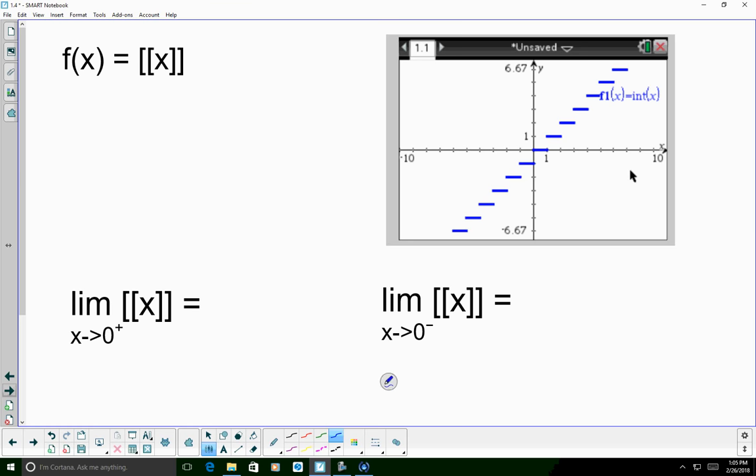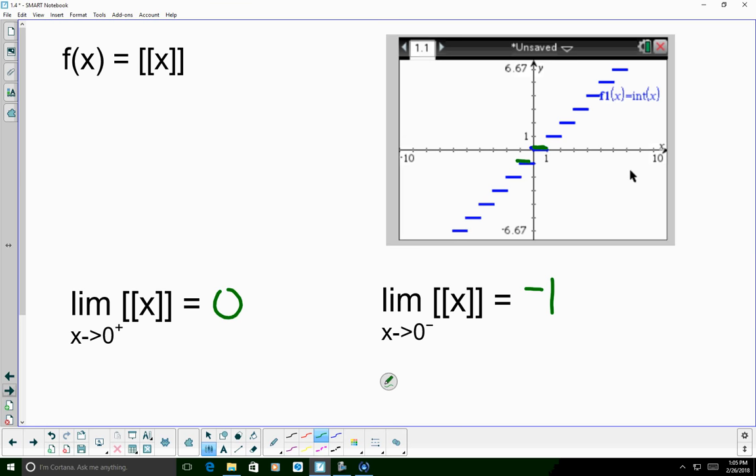A great example of that is when I do the greatest integer. If I am approaching 0 from the right, so here's 0, as I'm approaching from the right, I'm going to say that as x approaches 0 from the right, that limit is 0. As I'm approaching 0 from the left, I'm going to say that limit is equal to -1.